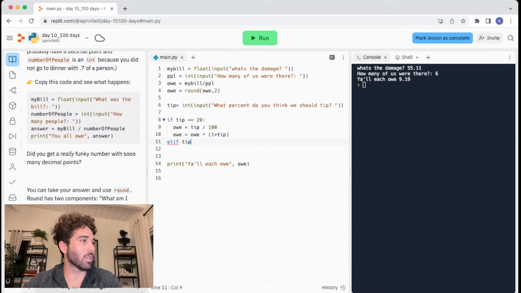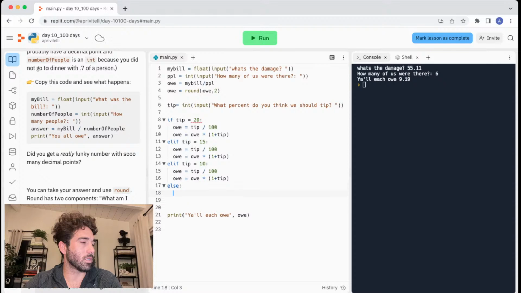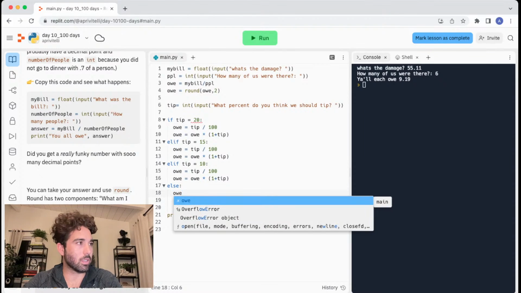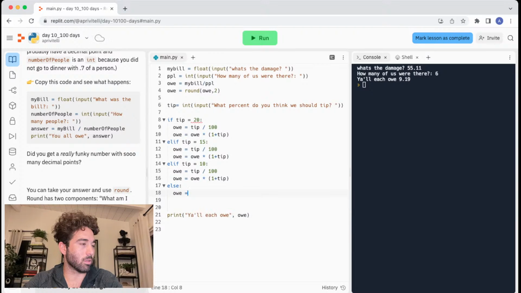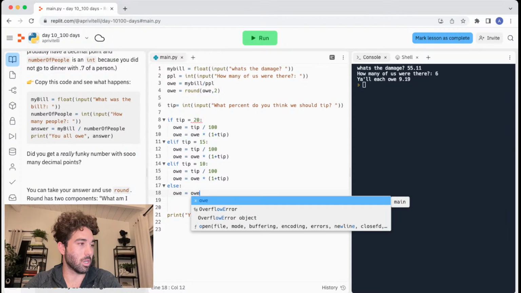If tip equals 15, I don't know if this is going to work. Elif tip equals 10. Else, answer equals answer.